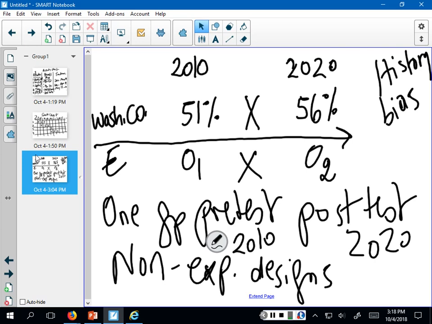Would you say this design, the one group pre-test, post-test, is most appropriate to evaluate your process objectives, impact objectives, or outcome objectives? Would you say that the one group pre-test is most appropriate to evaluate short-term process objectives or longer-term impact and outcome objectives? Short-term process objectives, okay?